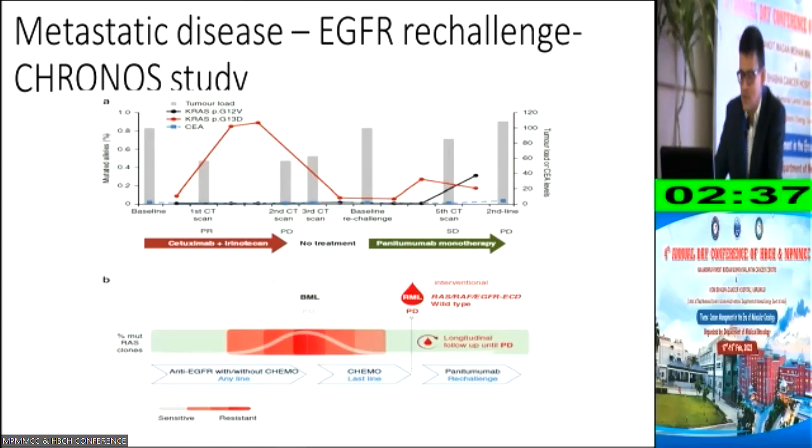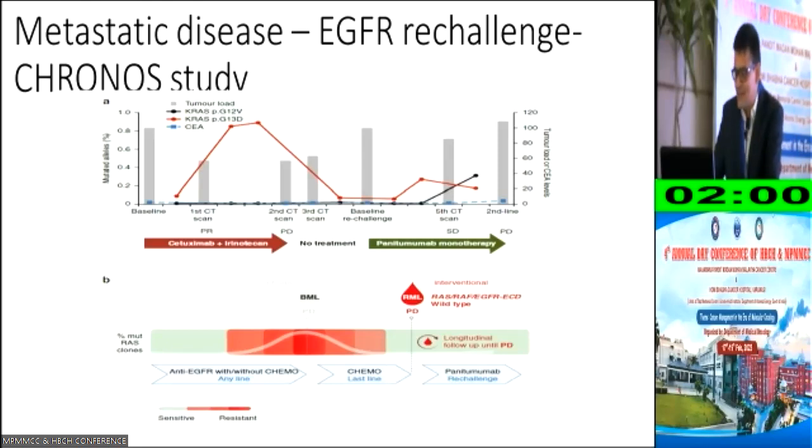evolution happens. So this is the CHRONOS study, which looked at EGFR rechallenge. These are patients who are started on anti-EGFR therapy in first line. After some time of giving anti-EGFR therapy, the patient develops resistance, and the resistance mechanism is by developing KRAS mutation. Now the patient gets a drug-free interval, or goes off anti-EGFR therapy for a period of time. And the KRAS in the ctDNA actually comes down, and the patient becomes KRAS wild.